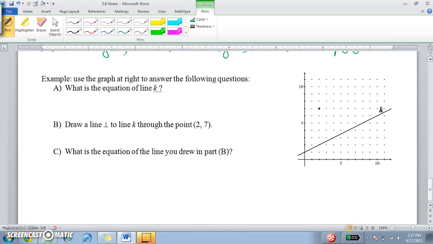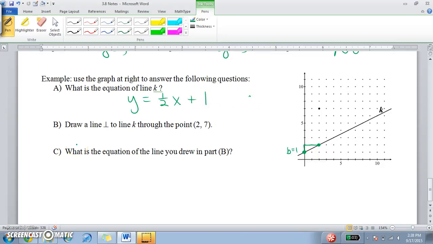Last example. What is the equation of line K? Well, we know that our y-intercept is 1 because it hits the y-axis right here. Now I have to find my slope. So if I look at the next point on K, it's right here. So I've got a rise of 1, a run of 2. So my slope is 1 over 2. Equation, y equals mx plus b. So the slope was 1 over 2, x plus, we said the y-intercept was 1. So that's the equation of K.